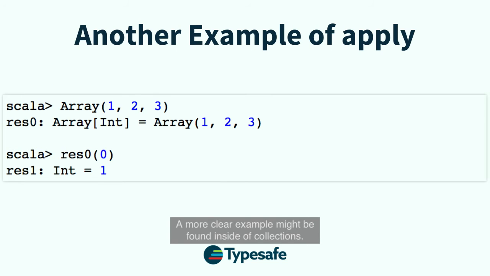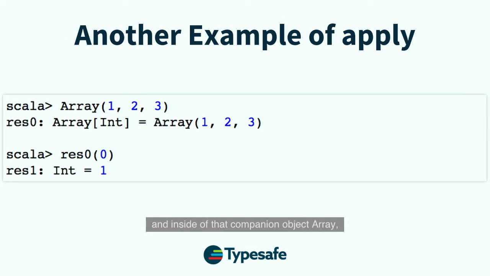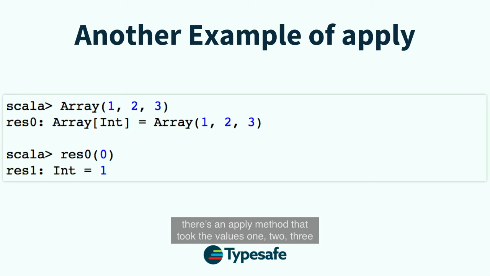A more clear example might be found inside of collections. In this case, I'm going to create an instance of an Array with 3 values inside of it, 1, 2, and 3. This creates an array of integers. But I never explicitly said new or said any method on Array. This should tell you that Array has a companion object, and inside of that companion object Array, there's an apply method that took the values 1, 2, 3 and created an instance of an array for me.